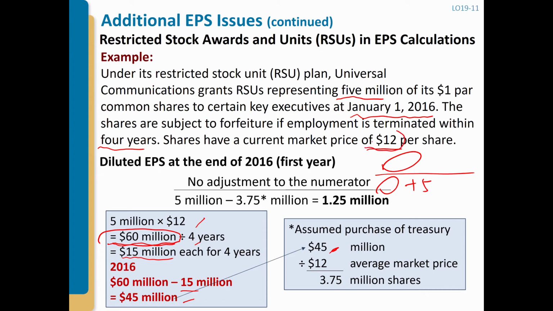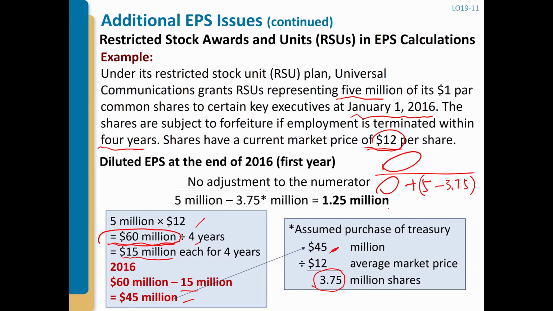Stock price is 12. How many shares can we purchase back from the market? We can purchase back 3.75. When we purchase back, our total number of shares decreases, right? So that's why you minus that 3.75. So the net increase here is 1.25 million, which should be added to the denominator. That makes sense, everyone?